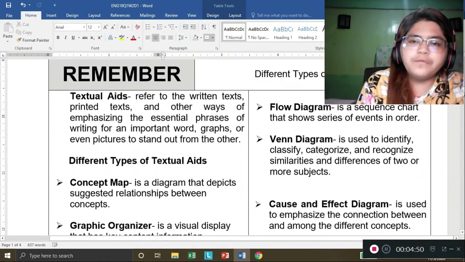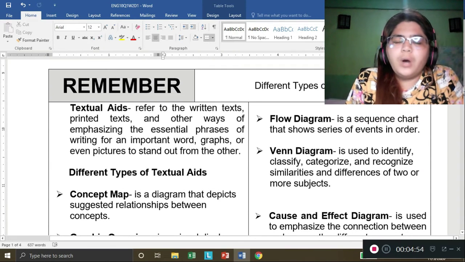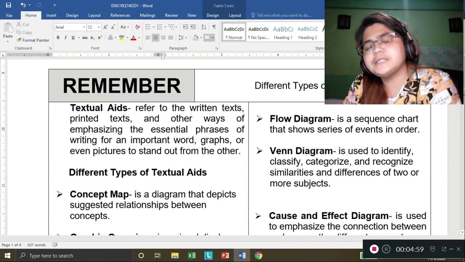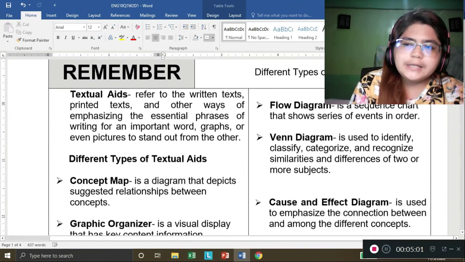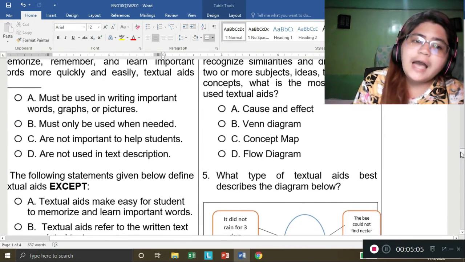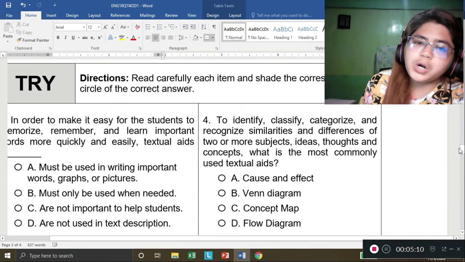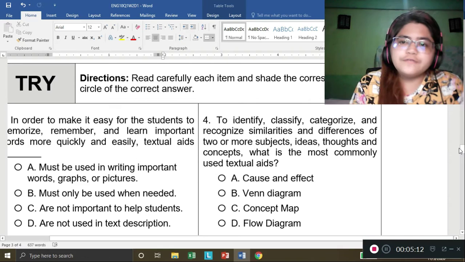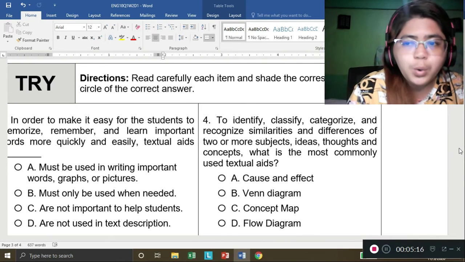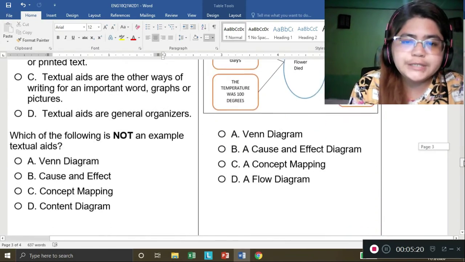concepts. So for today, you have learned what textual aids are and the different types of textual aids. And I'm pretty sure that you're already done answering the questions on the try part. There are 5 questions for each capslet, and I hope that you took this seriously.